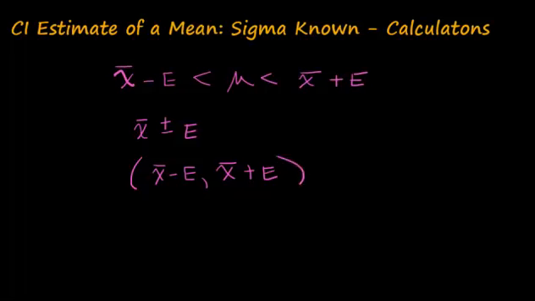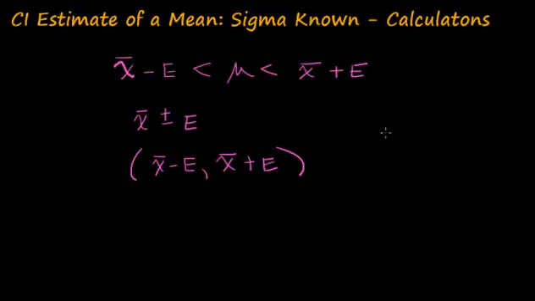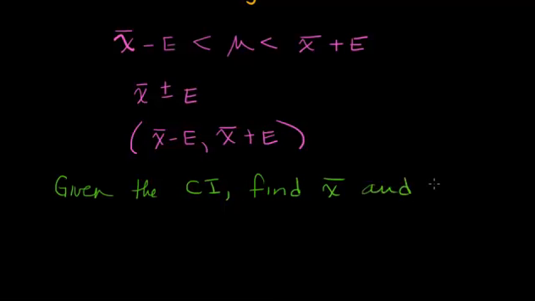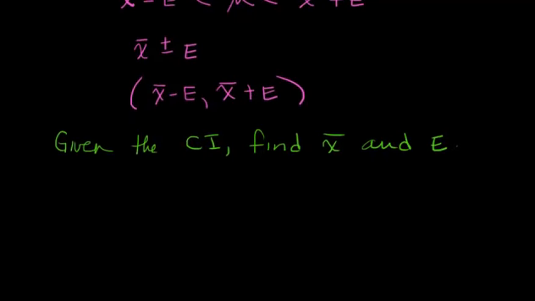So the question is, if we're given the confidence interval, can we find the point estimate, x bar, the sample mean, and the margin of error? So, given the confidence interval, find x bar and e, the margin of error. Well, we can do this the same way as we did when we found p hat and the margin of error when we were looking at the proportion.